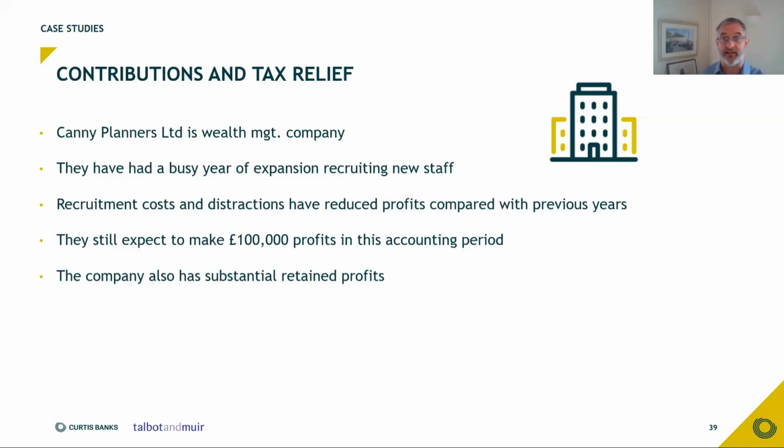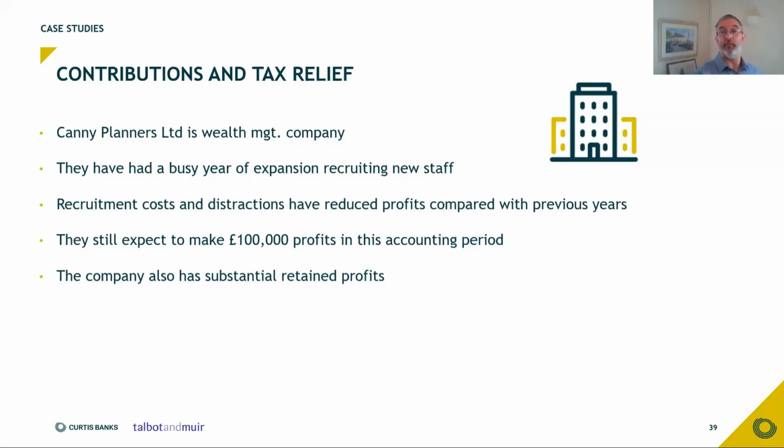We've got Cozy Planners Limited. It's a wealth management company, quite a small company, but very successful, very profitable. But the directors of the business wanted to expand, so they decided this year they're going to focus a lot of time and effort, and they've set aside quite a lot of financial resource to bring in some new staff, some new advisors, some new back office staff. They want to scale the business up.